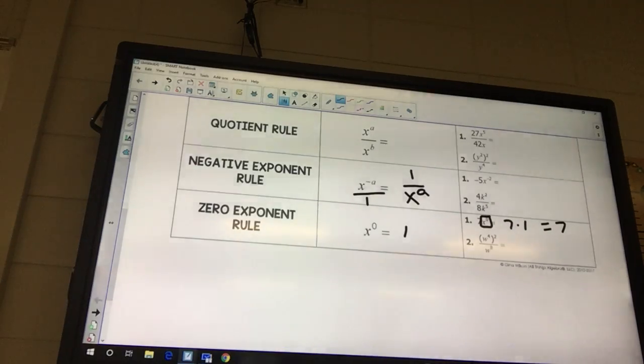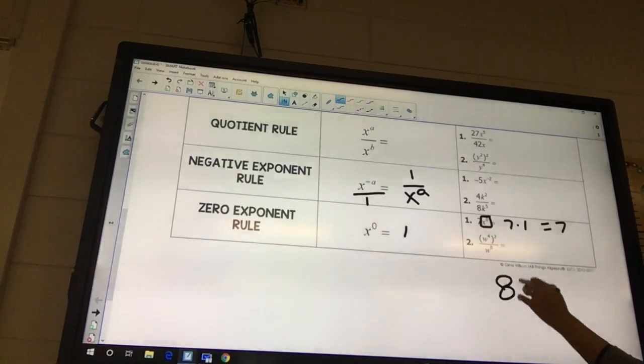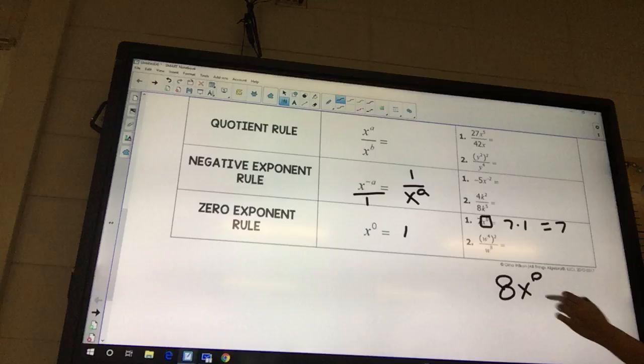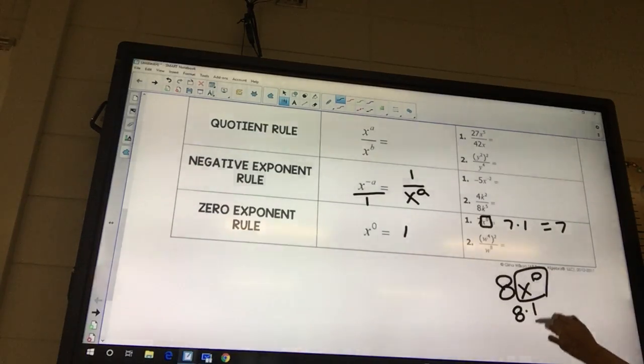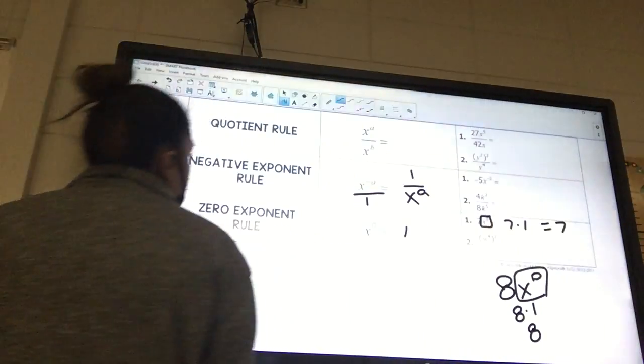Okay, so if it's 8x to the 0, just this x to the 0 part is 1. And then we really have 8 times 1. Okay? So let's look at our sheet for today.